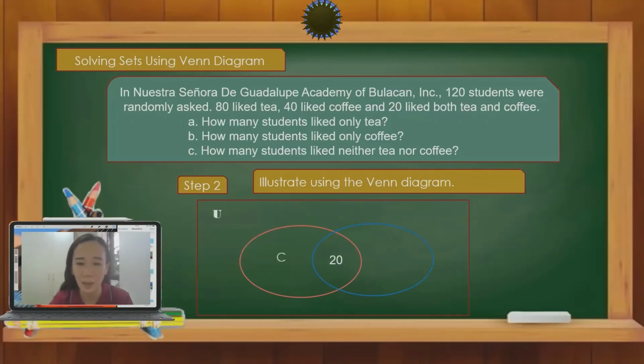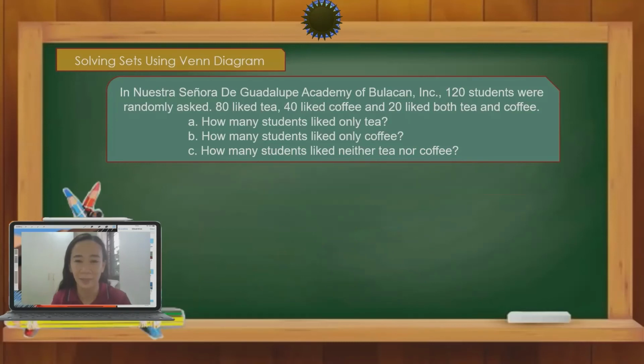And let us make this set as set C for those who like coffee. And this one is set T for those who liked tea. We have question letter C. How many students liked neither tea nor coffee? So let us make that set as set X. Next step, determine what operations to be used.